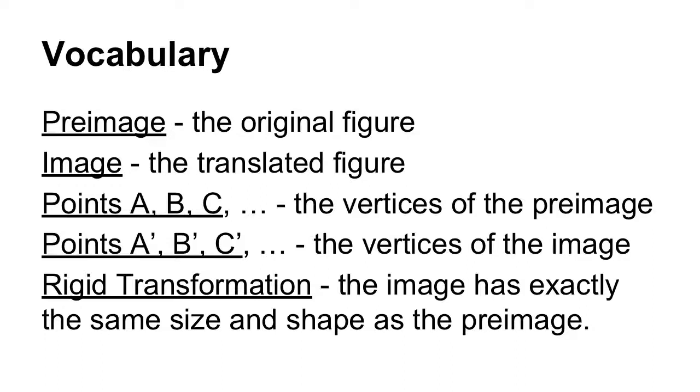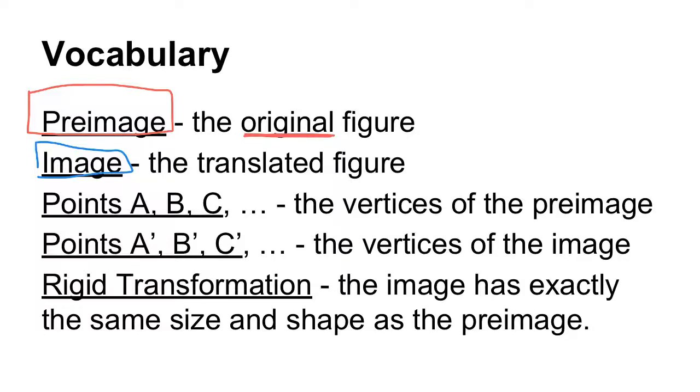We need to get some vocabulary under our belts in order to have good conversations in this unit. And so we're going to talk about pre-images. Pre-images are always going to be the original figure. If you think about your ELA, pre means before. So this is the image before anything has happened to it. An image is what you have after something has happened to the pre-image. It has been translated, rotated, reflected, dilated, something.